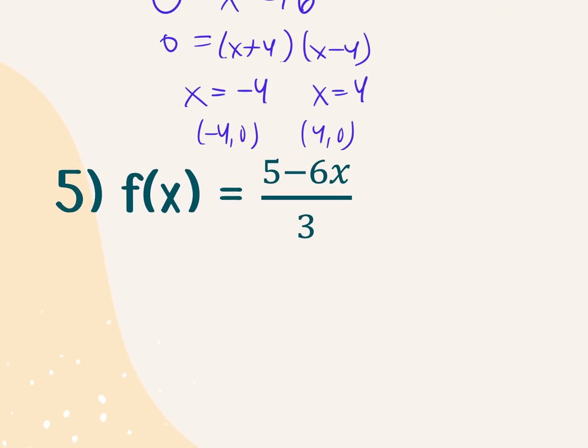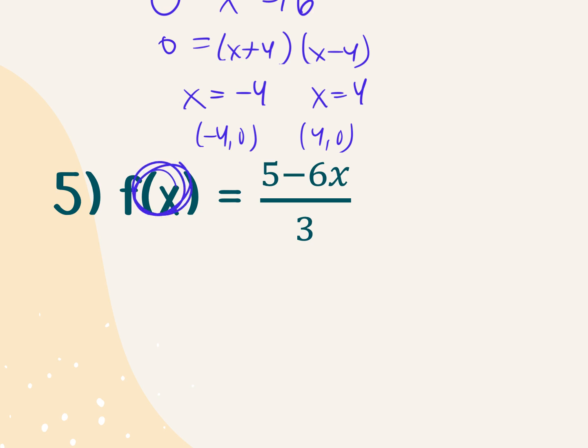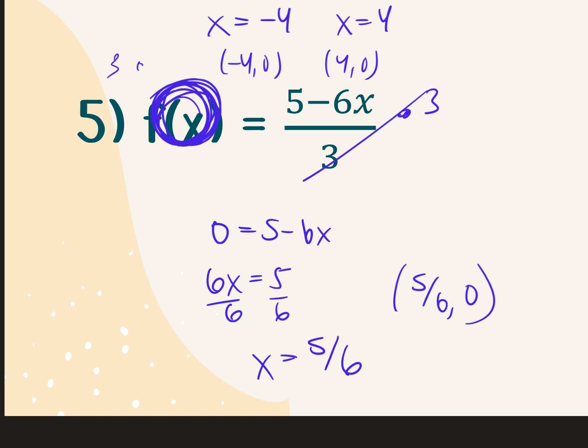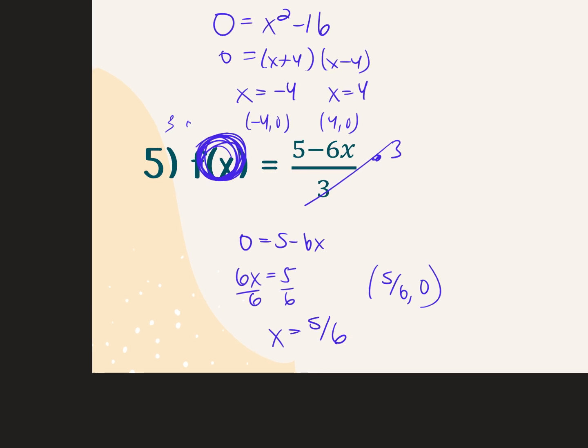Again, same thing here. f of x becomes what? 0. So how would I solve this? What do I do to both sides? Multiply by 3, okay. So 3 times 0 is 0. 5 minus 6x, now what? Add 6x to both sides, okay. Or you could subtract 5, either way. And now what? Divide by 6. So x equals 5/6. Is it okay to get a fraction? Of course. This just means that the graph crosses at 5/6, comma, 0. Okay?